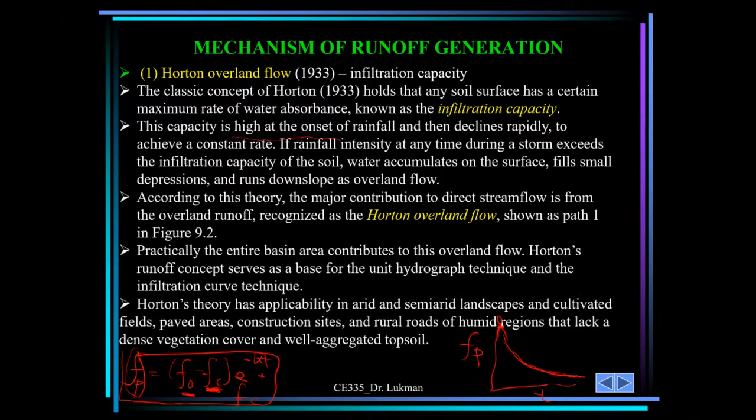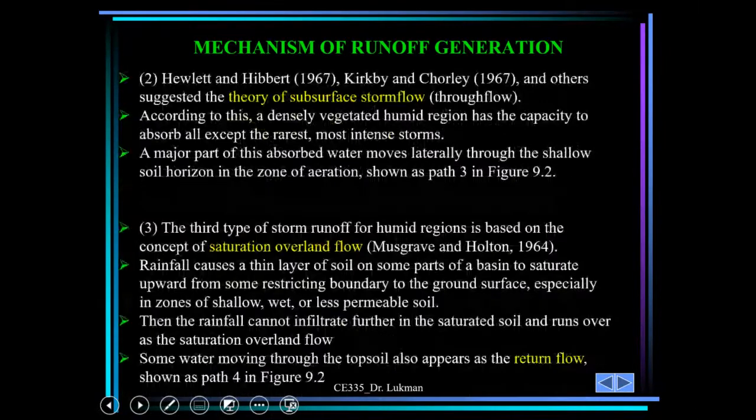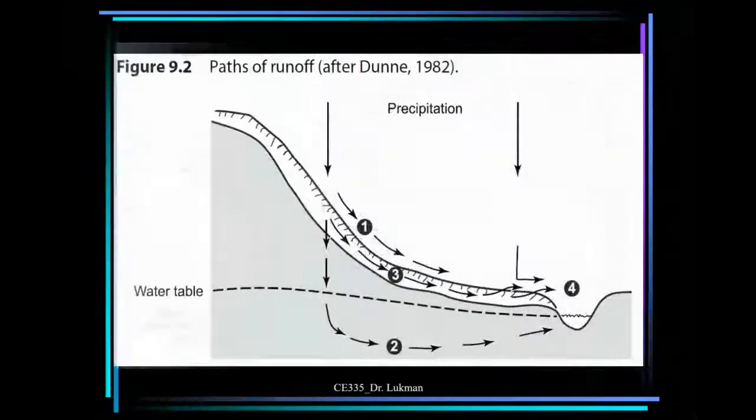And according to this theory, the major contribution to direct stream flow is overland runoff. Overland runoff contributes to stream flow because it will end up in a stream or river. It is recognized as the Horton overland flow, shown as path 1 in figure 9.2. We are going to check figure 9.2. This is figure 9.2, and this is path 1 for Horton overland flow.